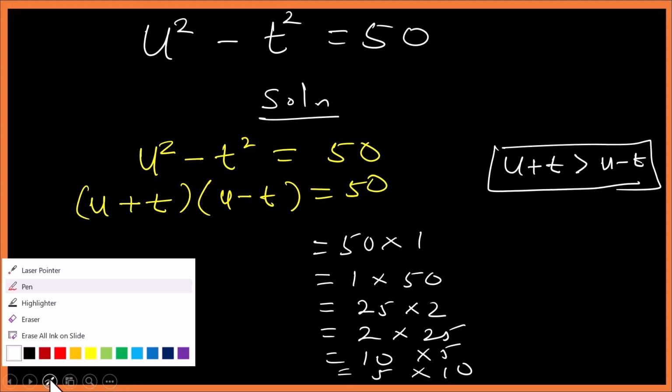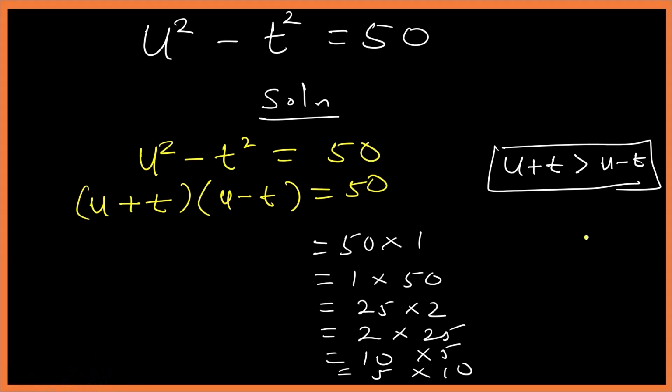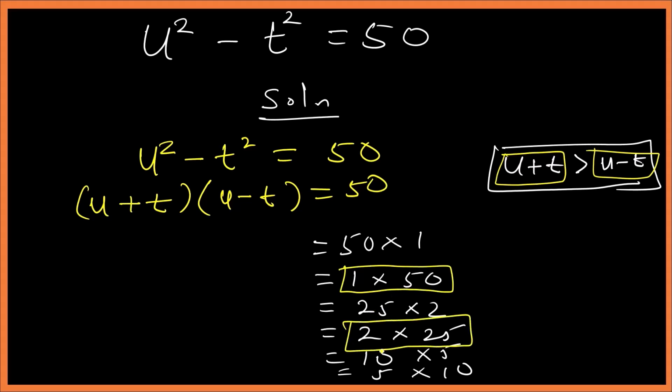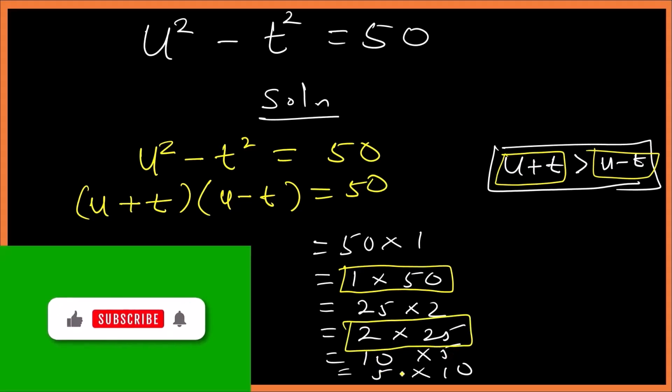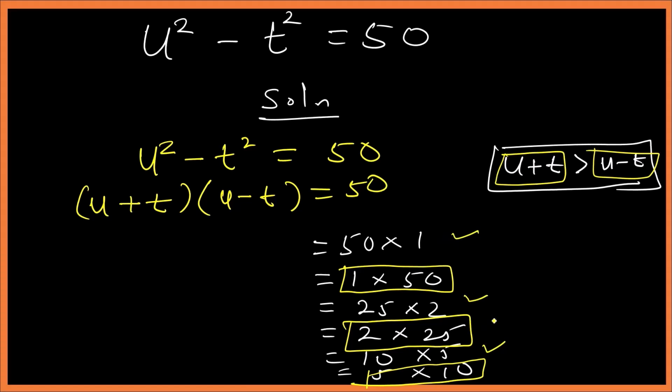Now looking at this condition, u plus t is more than u minus t. So this one is more than this. I'll keep this, so I'll cancel this one. So this one will be maintained. I'll cancel this. So 10 is more than 5. I'll cancel this. So I'll stick to 1, 2, 3. So let's start with the first condition.